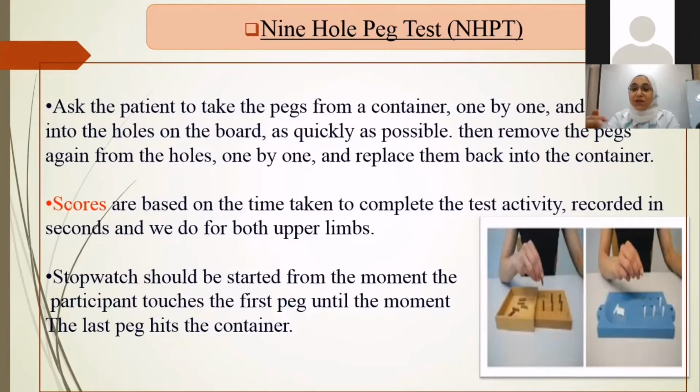We give instructions to the patient to do, and it's good to give him a time or a number so he can be encouraged and motivated to do more and reach his best number. Like I told you, the score is based on the time taken to complete the test activity. So it's recorded in seconds, and we do it for both upper limbs like I did. Of course, the stopwatch should be started from the moment the participant touches the first peg until the last one hits the container, whether putting in the container or putting in the hole.